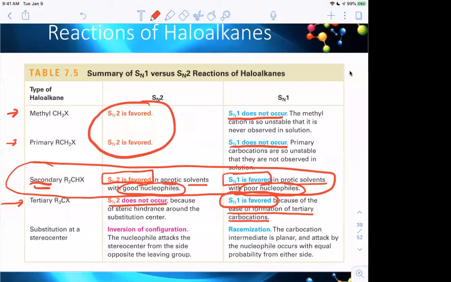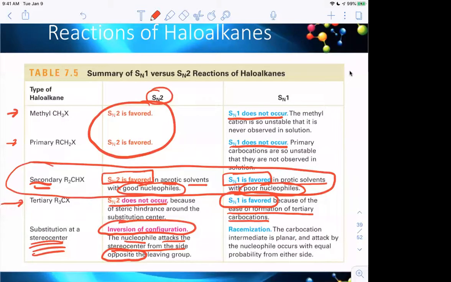Now, what about stereochemistry? If I undergo SN2, that concerted mechanism, the stereochemical result is inversion of configuration. The nucleophile attacks the stereocenter from the backside, the opposite side of the leaving group. That causes inversion.